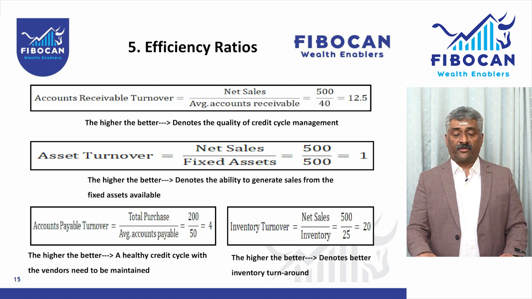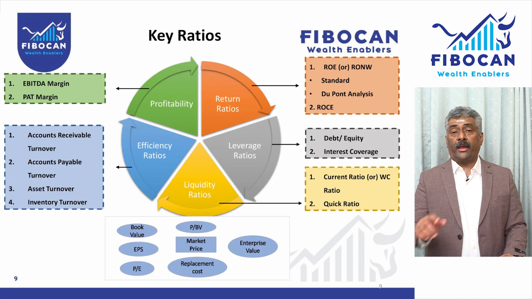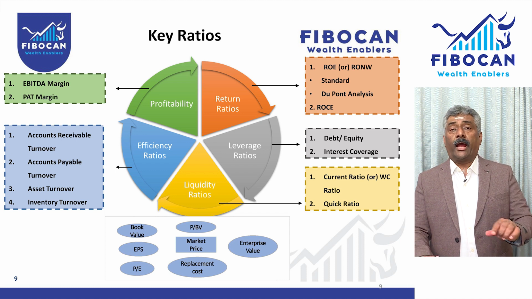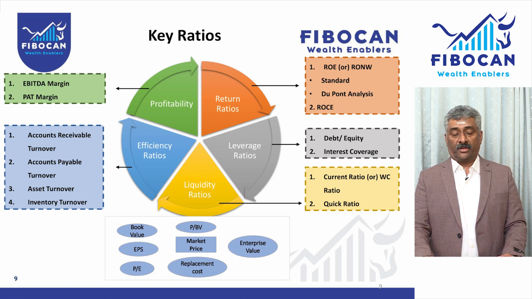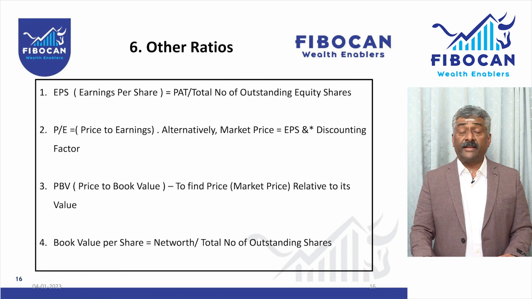Thus, we have seen all these efficiency ratios and other ratios. Let me go back again to slide 9, key ratios. The green pie: profitability we have seen, return ratios we have seen, leverage we have seen, liquidity we have seen, efficiency we have seen. Now, let us discuss the items that are mentioned in the box. Again I am going back to slide 6, slide 16.